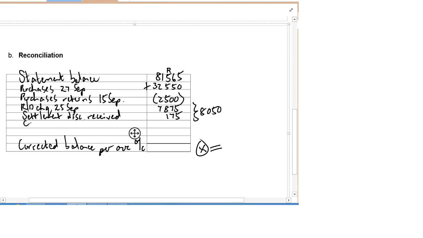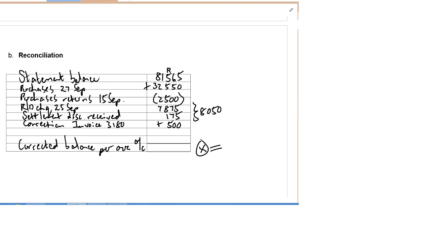So this is a correction of invoice 3180. And I'm adding 500 Rand because that's an extra 500 Rand that they didn't record. They recorded the amount 500 Rand too little.